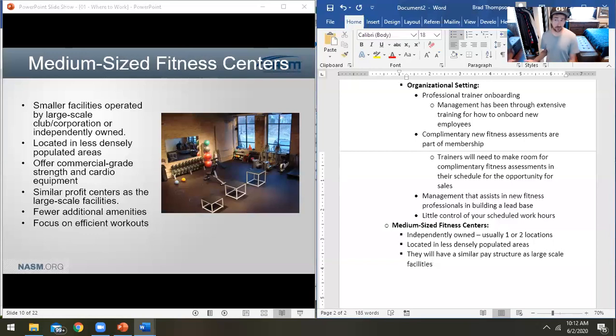They may be run by a mom and pop, you know, a mom and pop gym, but they will pay very, very similarly to those large scale gyms, because honestly that's how those large scale gyms got to be where they are. And so a lot of times that's what these places are striving to be.